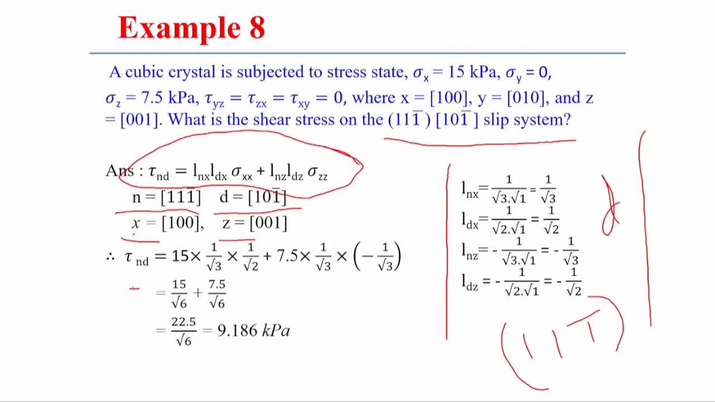This we simply consider the transformation axis rule in terms of the direction cosines, and we have not considered the other stress components, because the stress component along y direction is 0 and all other shear stress components are 0. So out of 6 components, four components of the stresses are zero, then we consider only the two components of the stress and we can solve this problem. So we found that the shear stress on the slip plane is 9.186 kilopascal. This is the simple way: once we define the slip plane, we can find the stresses acting on the slip plane by considering the slip system and defining the different axes or the different stress state for that specific problem.